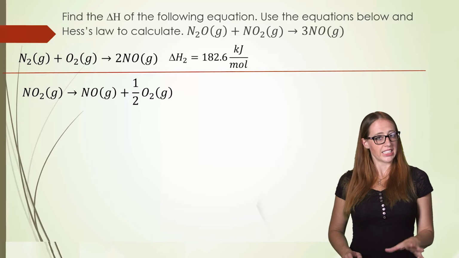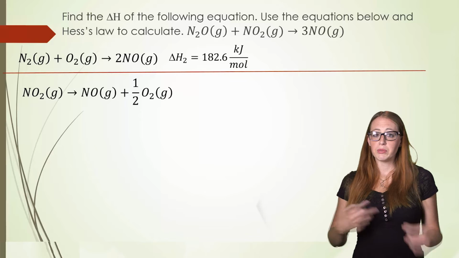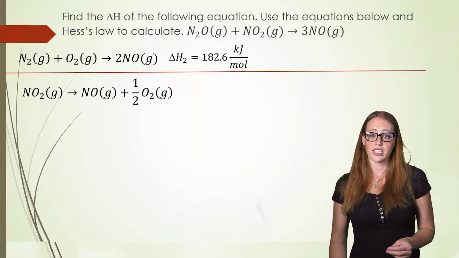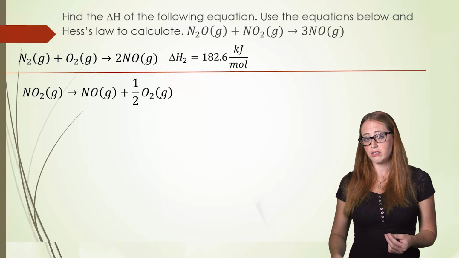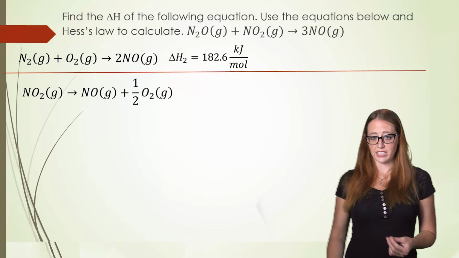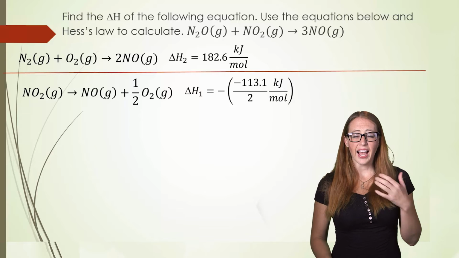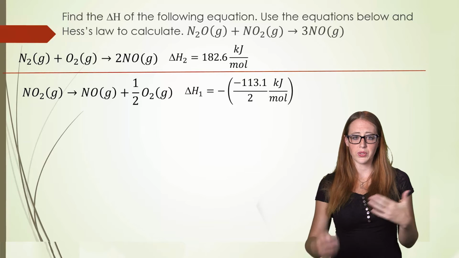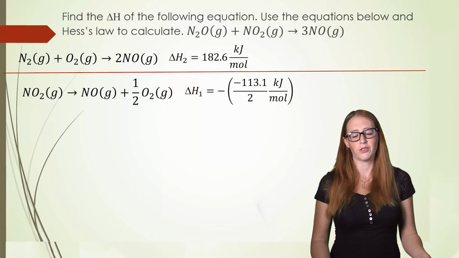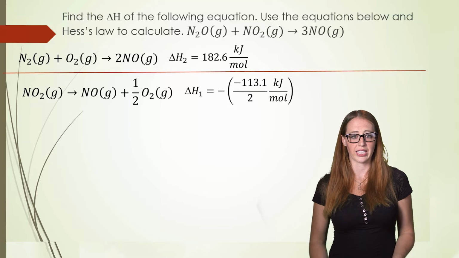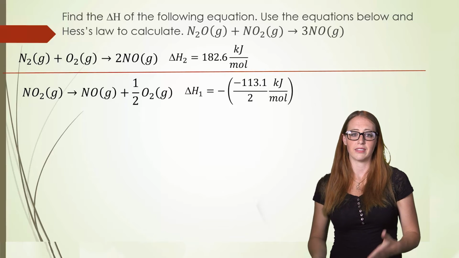Let's think about what we need to do with our delta H. When we reverse it, the sign changes. When we divide by 2, we divide the delta H by 2. And so we get this. I left it in this form so that you can see all the changes I made to it. Of course, you are welcome to just write out the calculation as well. Find the number and put it in.